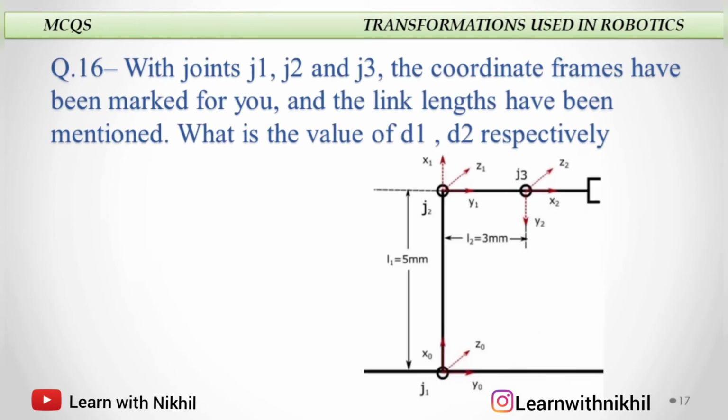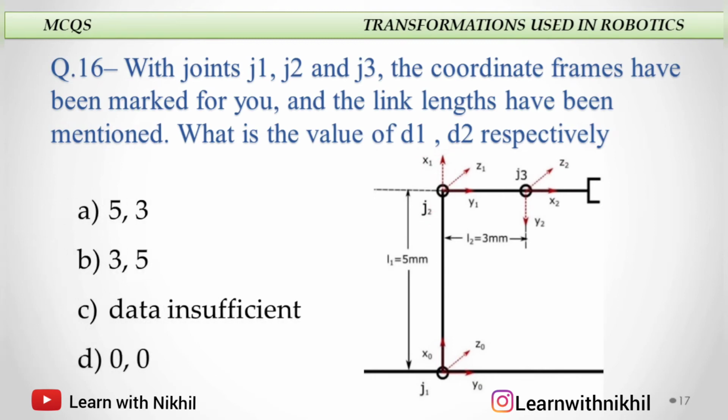Similar question, but here you have been asked the values of D1 and D2. So D1 and D2 are nothing but the joint offsets, and here the joint offset is 0. As there is no movement, no length according to the joints, it is stable here. So that is 0, 0.